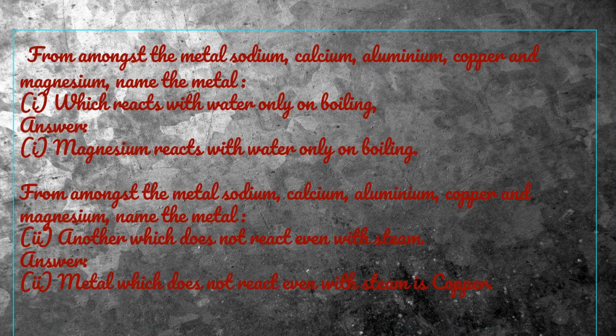From amongst the metals sodium, calcium, aluminium, copper and magnesium, name the metal I, which reacts with water only on boiling. Answer. I. Magnesium reacts with water only on boiling. From amongst the metals sodium, calcium, aluminium, copper and magnesium, name the metal E, another which does not react even with steam. Answer. E. Metal which does not react even with steam is copper.